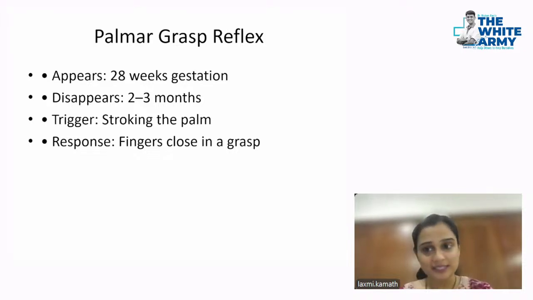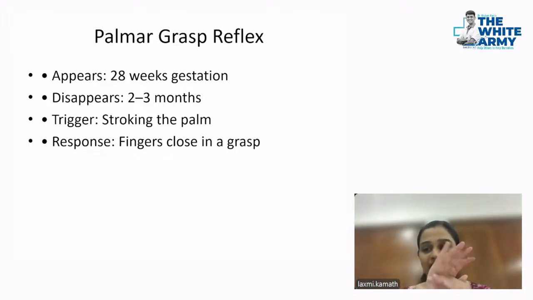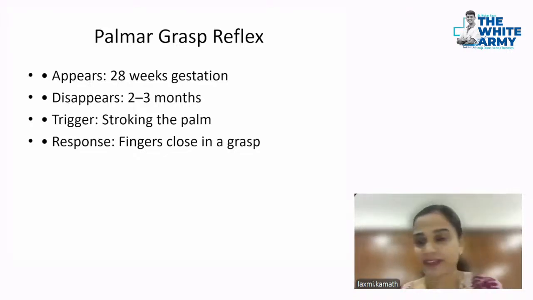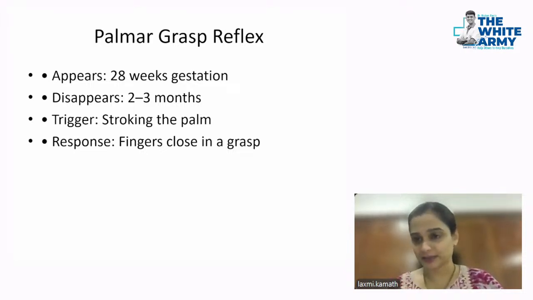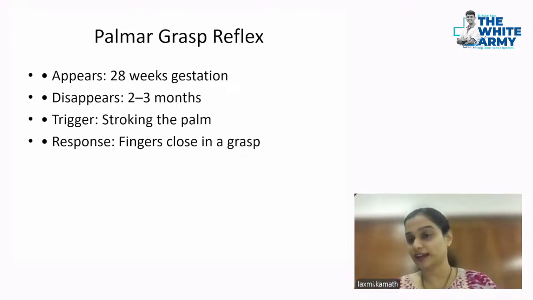Now why should this disappear? Because the moment it disappears, the child can proceed and hold on to newer objects as the child grows on. So that is why it should disappear by 3 months, for the child to achieve a bidextrous approach, a unidextrous approach, and further on around 4 and 6 months.